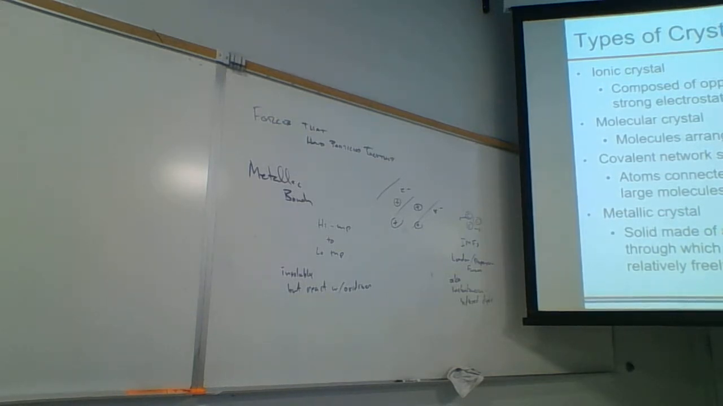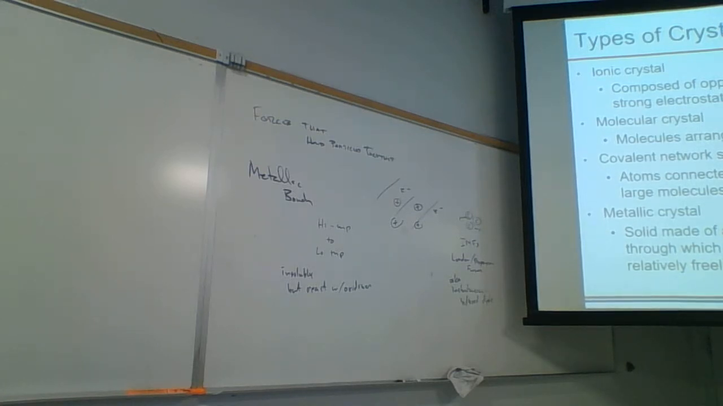Now, there are different types of IMFs that we can look at. Let's rank them from weak. The weakest IMFs are going to be the London. This is a ranking based on equal size molecules. So typically the weakest are London forces.